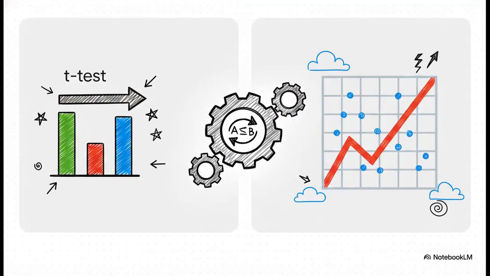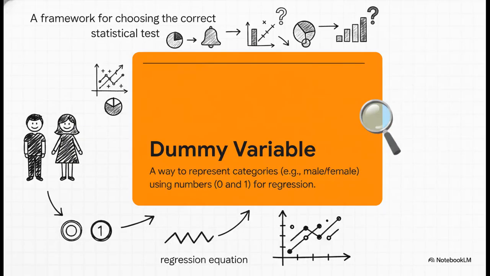A t-test is a specialized tool. It's designed to do one thing and one thing only: find the difference in the average value between 2 groups. A regression, on the other hand, is built to find the slope of a line, which we call a coefficient. The magic happens when we find a way to make that regression model calculate the group difference for us. And we do this using something called a dummy variable.